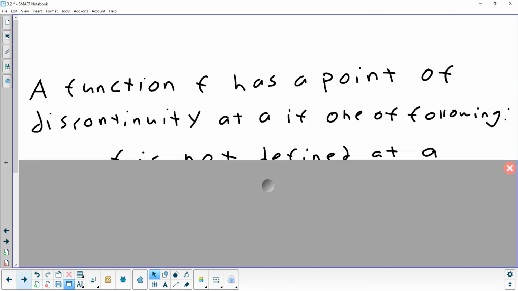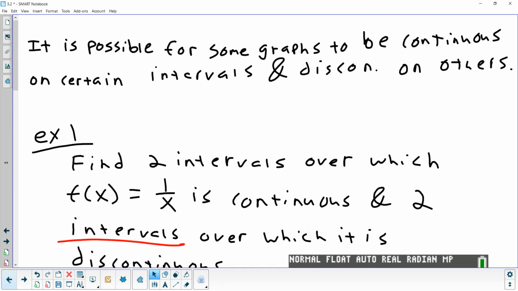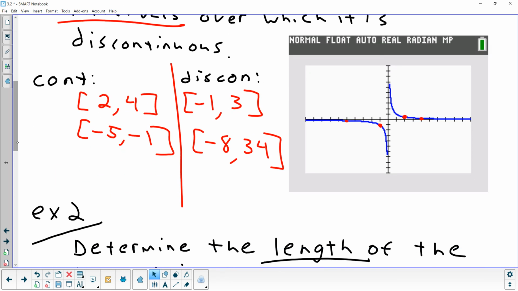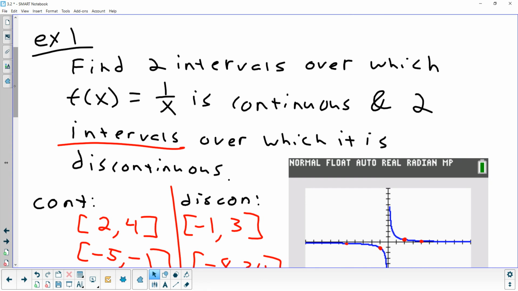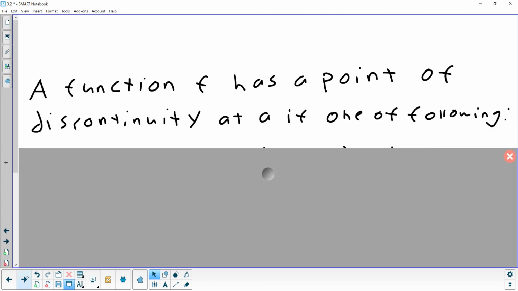Okay. So there's different reasons why you might have to lift your pencil when you're drawing a graph. The reason why you have to lift your pencil in this graph has to do with dividing by 0, because you can't divide by 0. The reason why you have to lift your pencil in the step function has nothing to do with dividing by 0 at all. It's a totally different reason. So we're going to look at some of the things that can cause your graph to have a discontinuity.